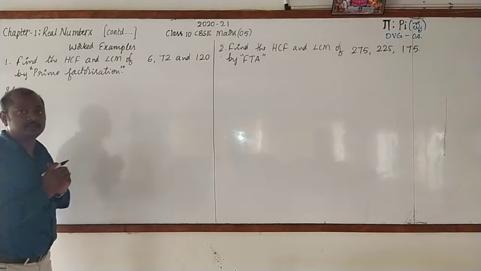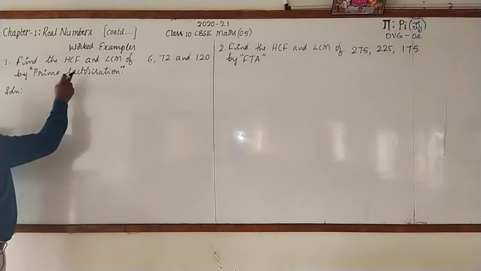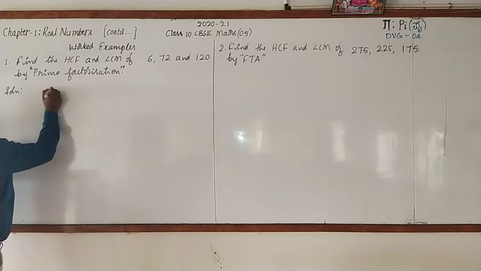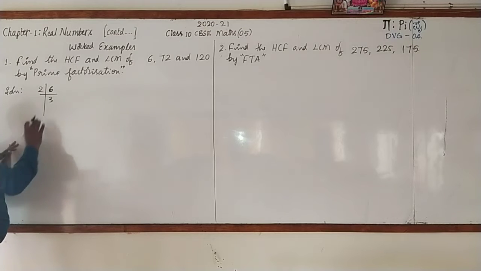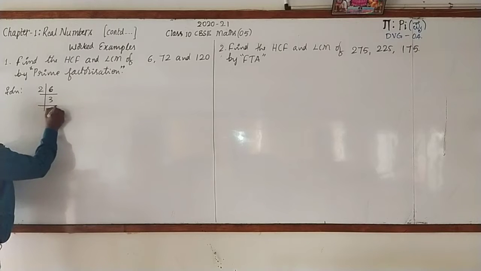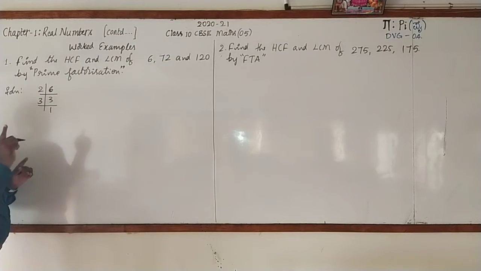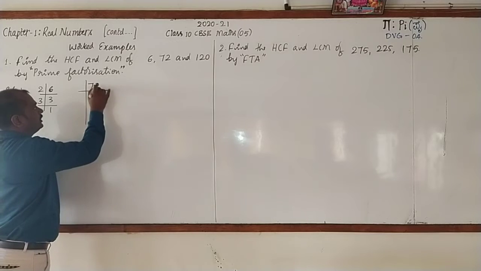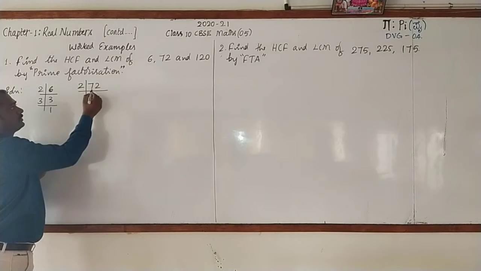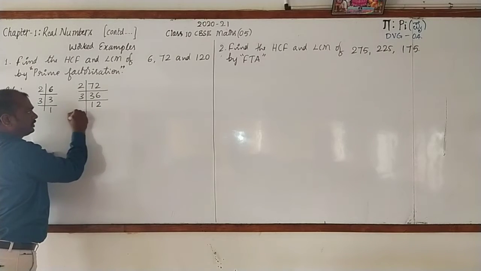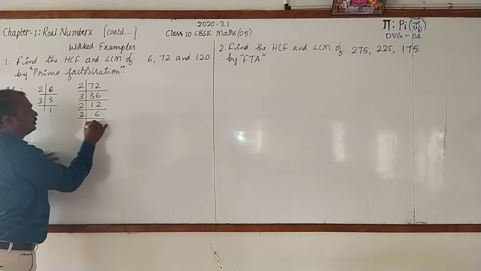By prime factorization, that is very important. According to prime factorization, first you have to find out the prime factorization of each number. So now, 6. You can find out like this: 2, 3. I have been telling repeatedly, please use a scale and pencil to draw these lines. Then, even though it can be continued, we have to take prime factors. Next, 72. Here, it is even, divisible by 2: 2 times 36, 2 times 18, 2 times 9, 3 times 3. Clear?